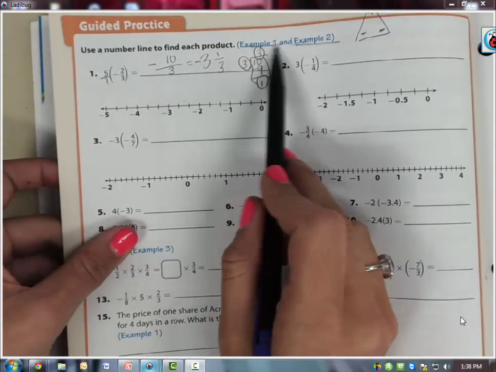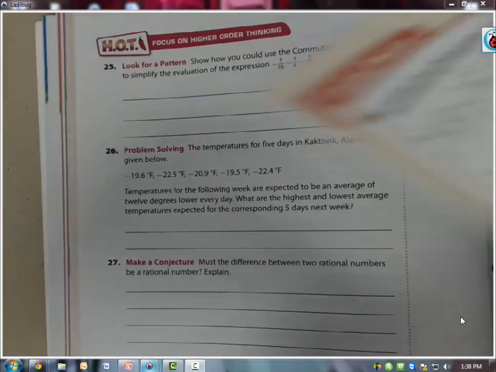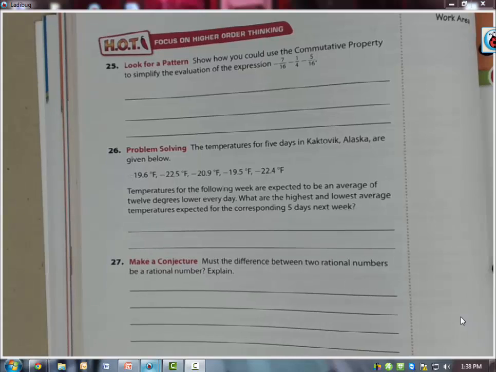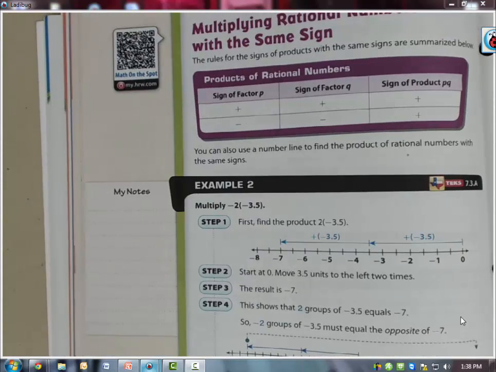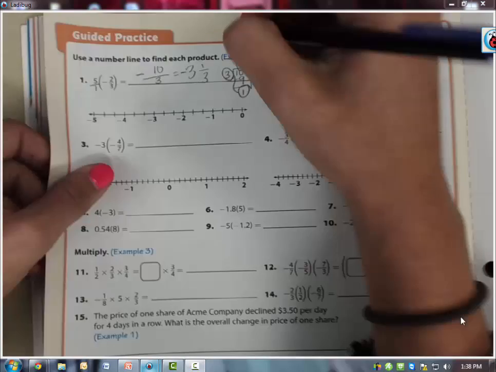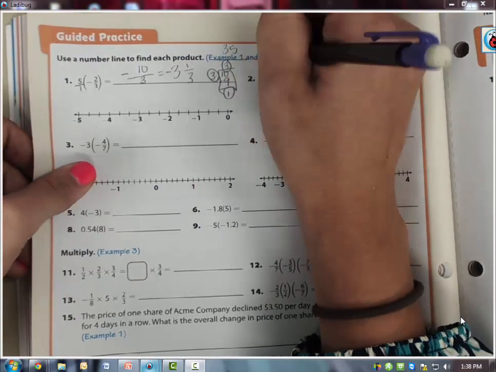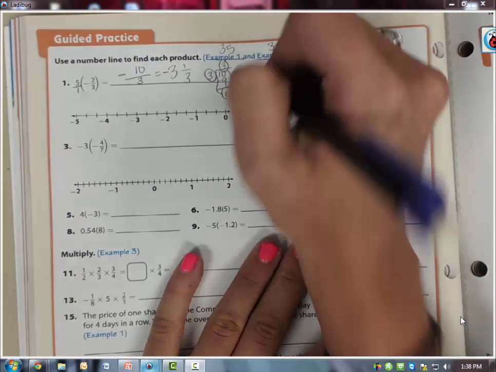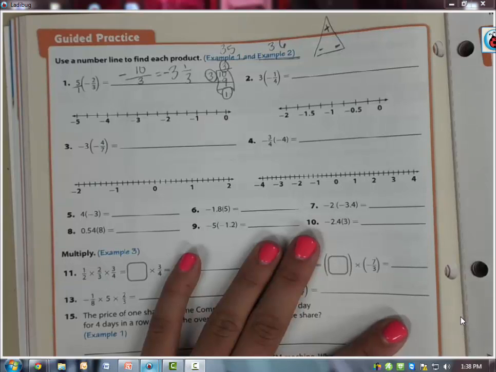Now, on 1 through 10, if you have any questions, go to example 1 and example 2. Example 1 is on page 35, and example 2 is on 36. Now, guys, there's step-by-step instructions, and there's also QR codes. Use them if you need it. We're just going to go over example problems, okay?